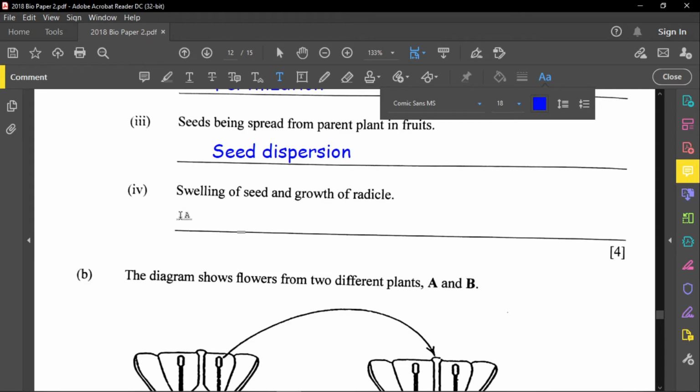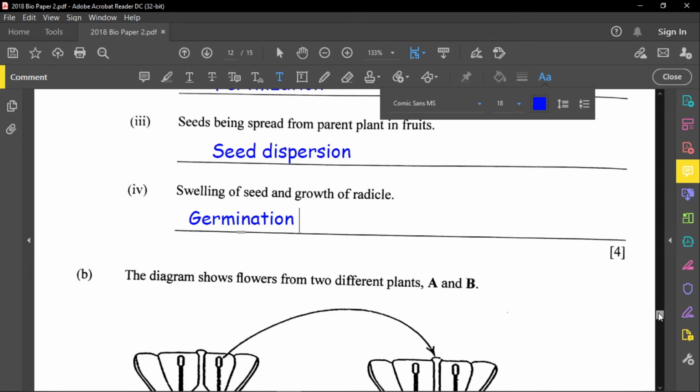Now, part 4 says swelling of seed and growth of radicle. So once that is taking place, the radicle is growing out, then the plumule will grow out as well. This is called germination, the growing of a young plant from a seed. Remember, we talked about this in our previous paper.